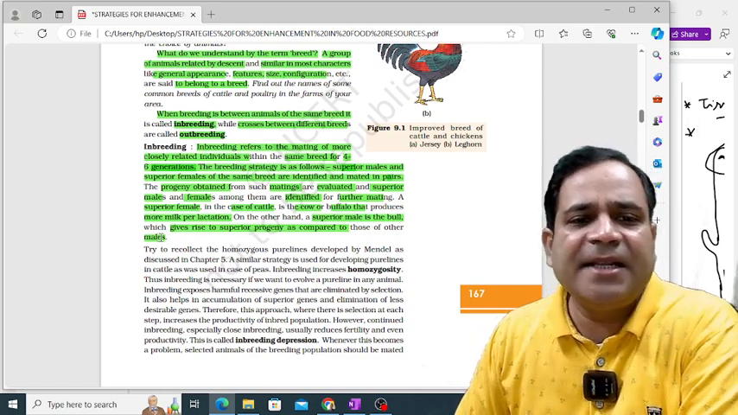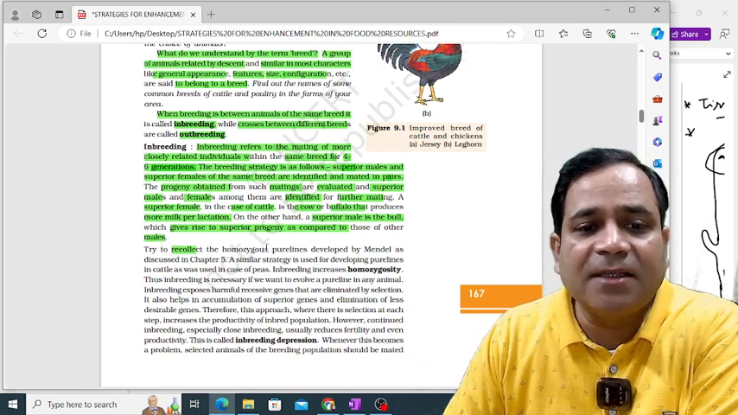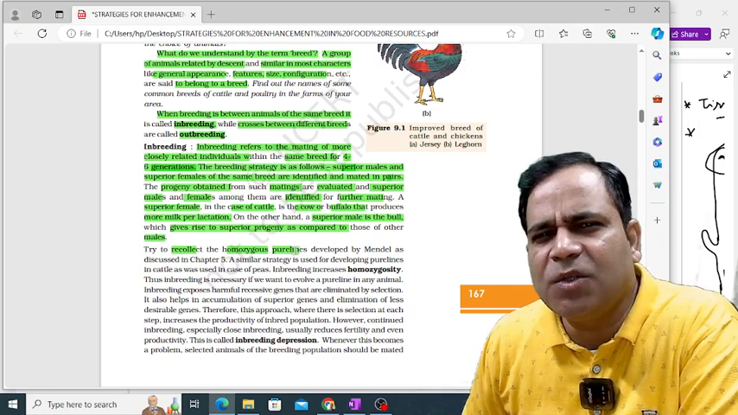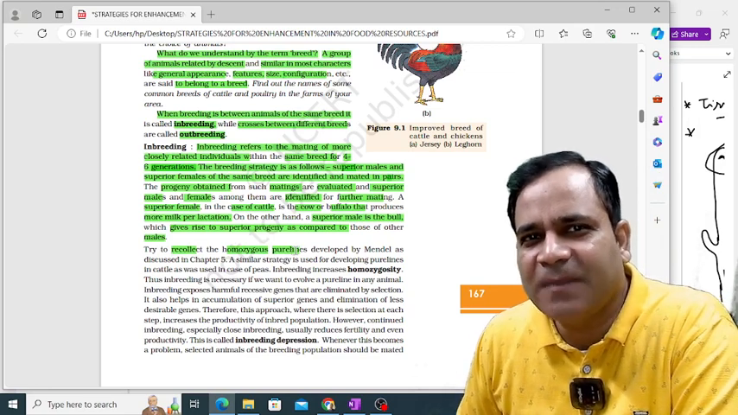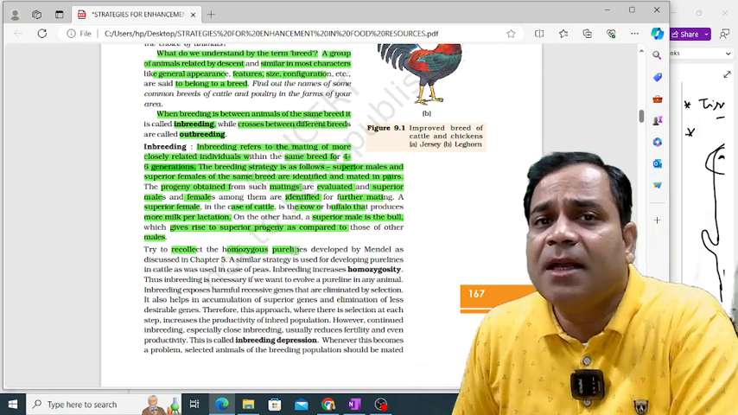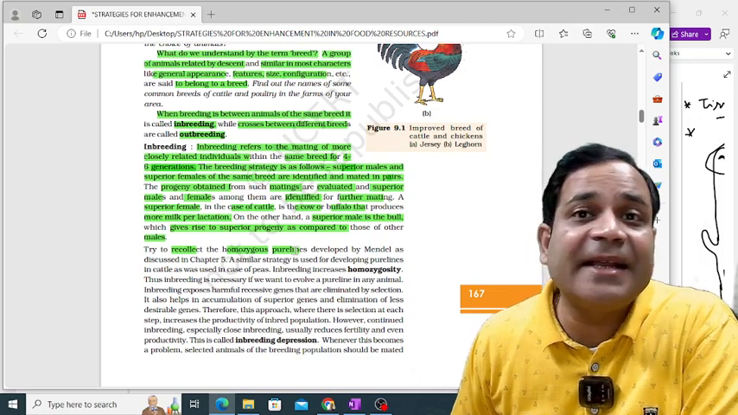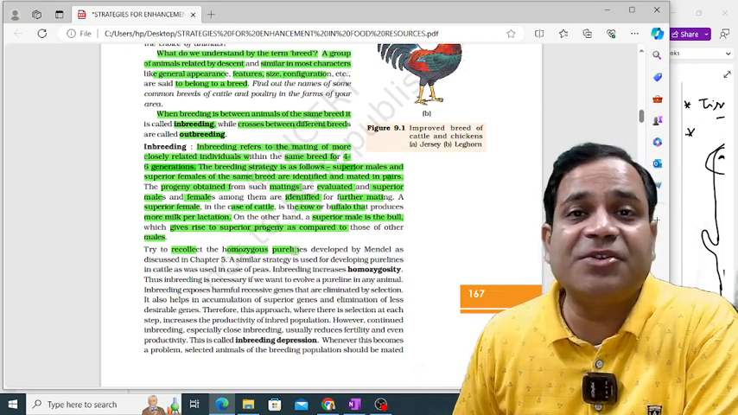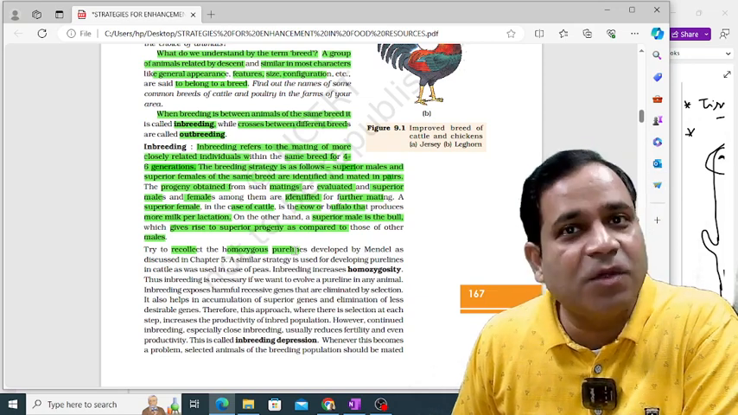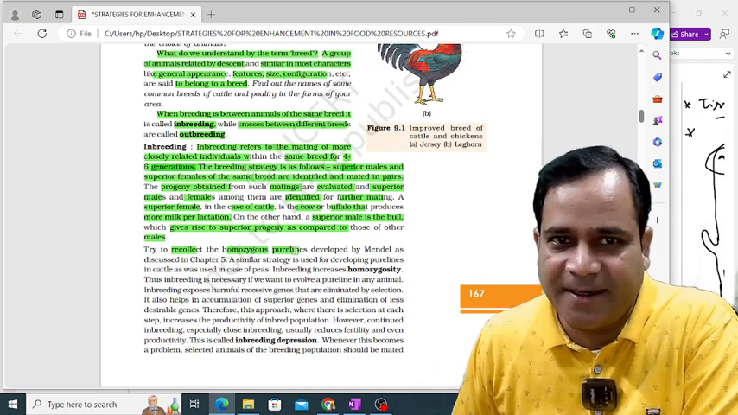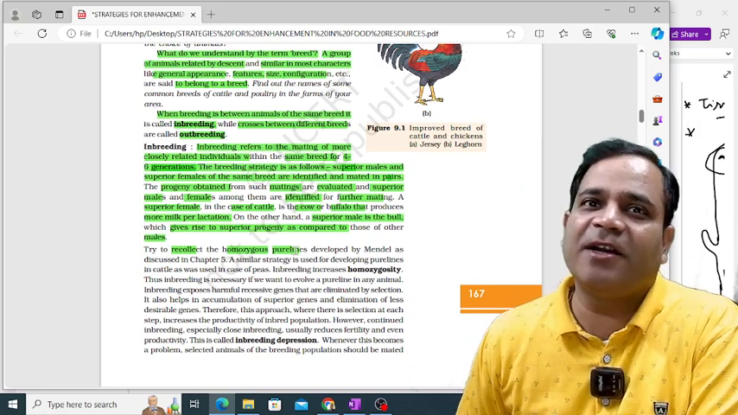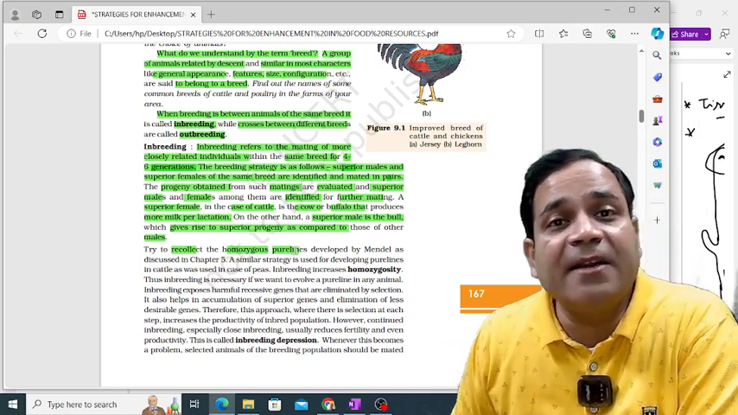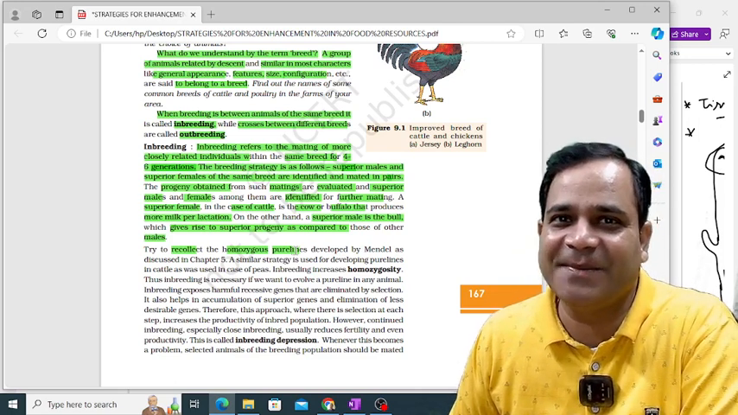Now, let's check here. Try to recollect the homozygous pure line developed by Mendel, the father of genetics. When Mendel studied how the desired characters or traits are transmitted from parents to progeny, the gene is responsible. And where is the gene? The gene is located on a chromosome. So what is a chromosome? A chromosome is a condensed part of chromatin fiber formed during cell division, my dear.